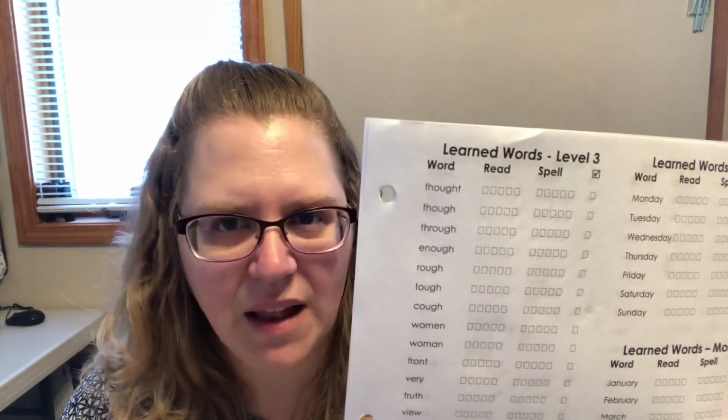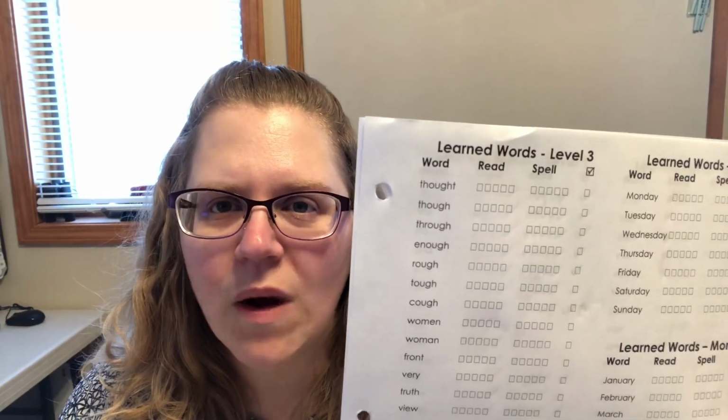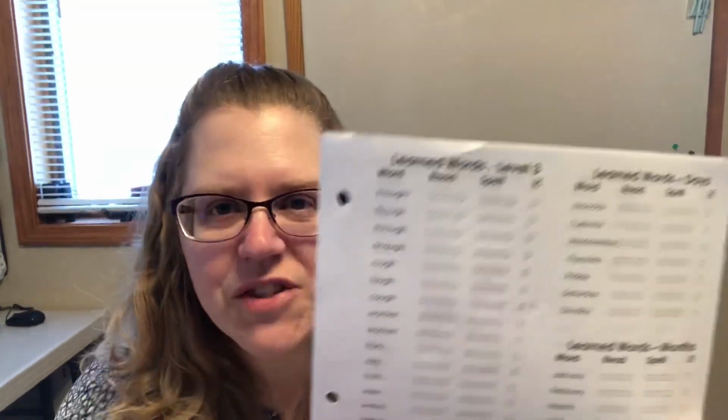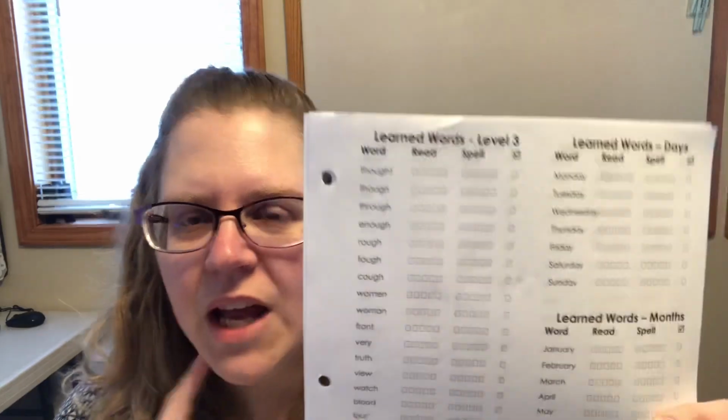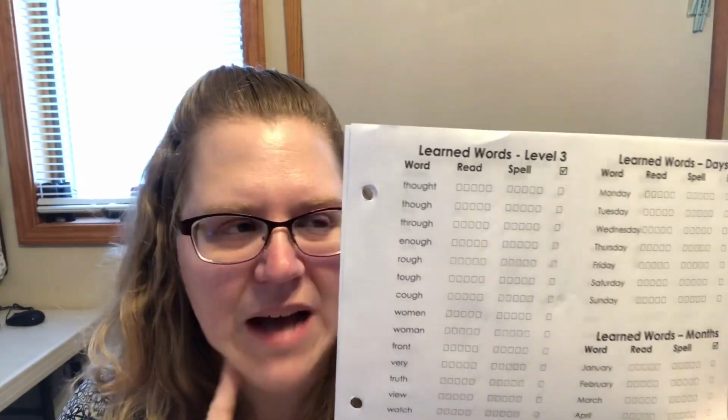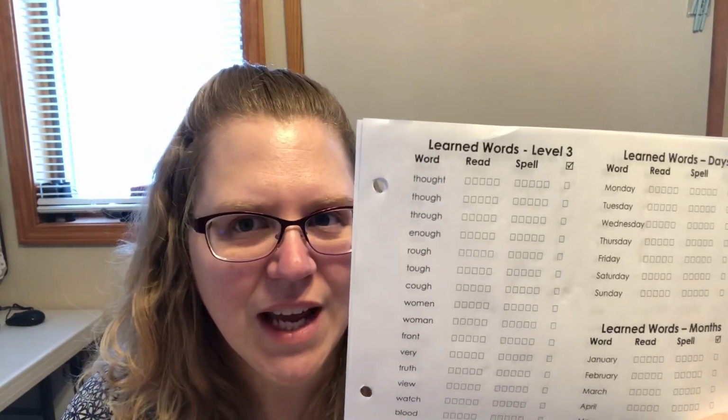So once they've mastered reading it, then you move it to spelling. And then once they've done that, the 3 times or the 5 times, you've moved it on to the mastered pile, and you mark that box there for mastered. Now once they've mastered it, you don't want to just assume they're always going to remember it.